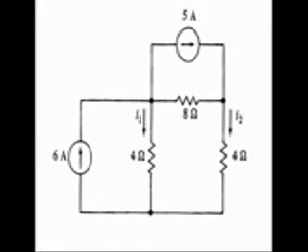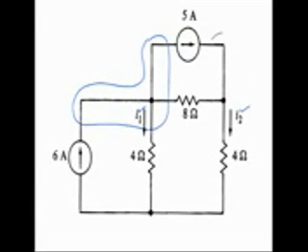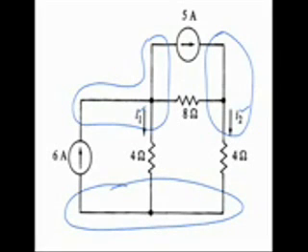Okay, the problem statement says we're supposed to find the current I1 and the current I2 using the node voltage method. First thing to do is count up how many nodes we have. I see 1, 2, and a total of 3 nodes.